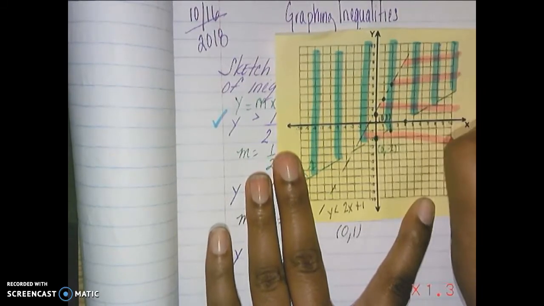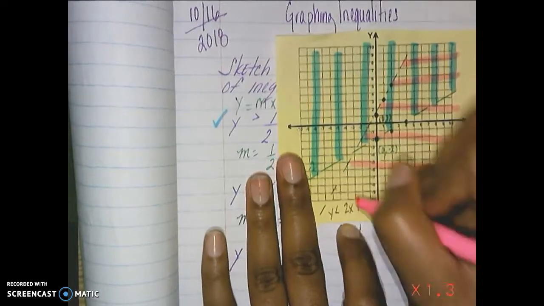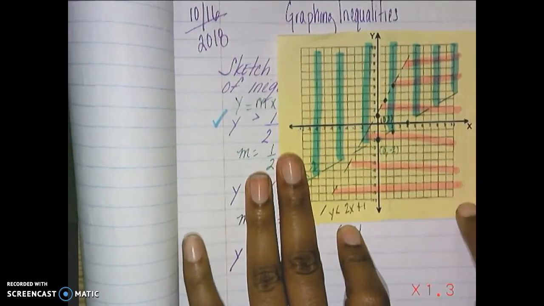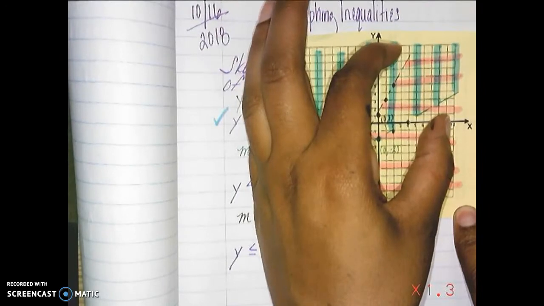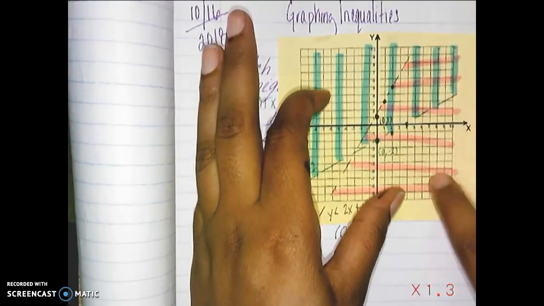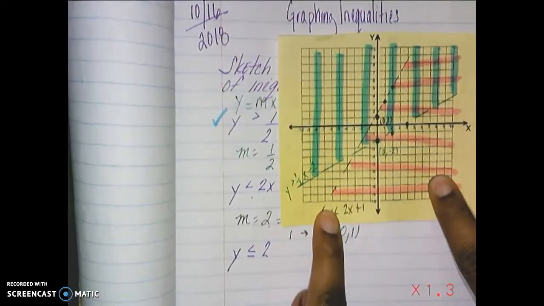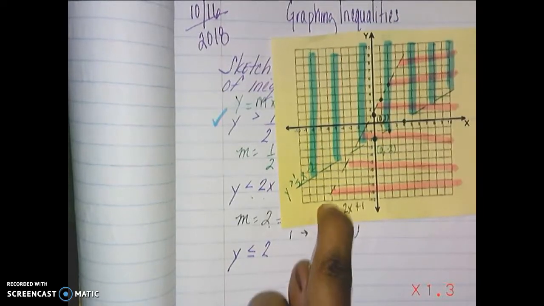Okay? So what you have right here, and if you missed it in class, it's okay, I'm saying it again. This section right in here, that's going to be the solution for the two lines that we have here. Why? Because that is the section where the lines overlap.